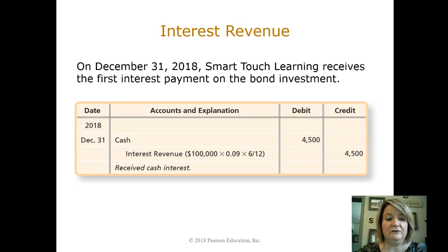Record the interest revenue on December 31st, 2018. SmartTouch Learning receives the first interest payments on the bond investment. So you get a debit to cash. They were paid cash, $4,500. It's a debit. Interest revenue, $100,000 times 9% times 6/12, $4,500. Received cash interest.